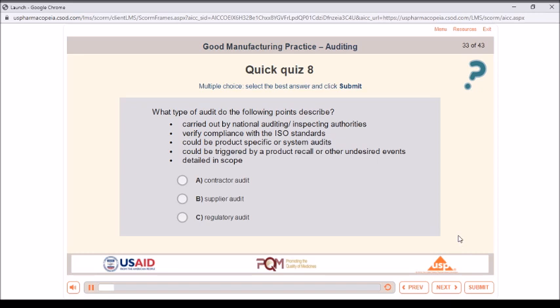Quick Quiz 8. Multiple choice. Select the best answer and click Submit. What type of audit do the following points describe? Carried out by national auditing and inspecting authorities, verify compliance with the ISO standards, could be product-specific or system audits, could be triggered by a product recall or other undesired events, detailed in scope. A. Contractor audit. B. Supplier audit. C. Regulatory audit.